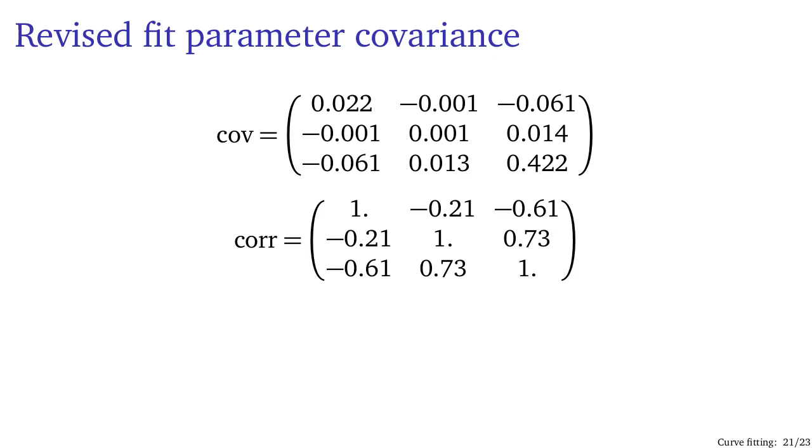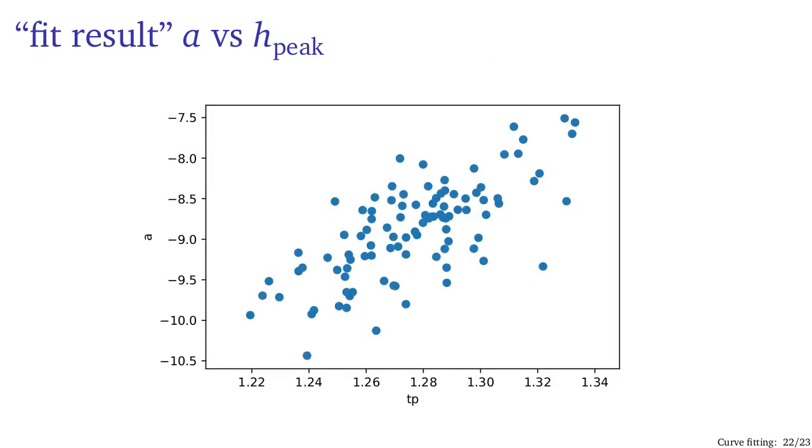And if I again repeat the experiment many, many times, repeat the fit many, many times with the new parabola, and plot the most highly correlated values, in this case acceleration versus the time of the peak, that B parameter that shifts the parabola left and right, now you get something like this. It's still correlated, but it's not as correlated as it was before, and that's reflected in the off-diagonal entries being smaller in the covariance matrix or the correlation matrix.